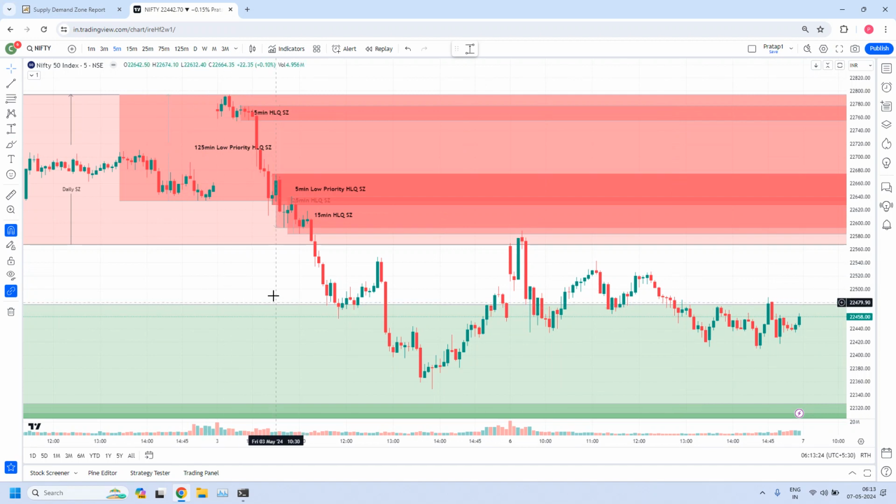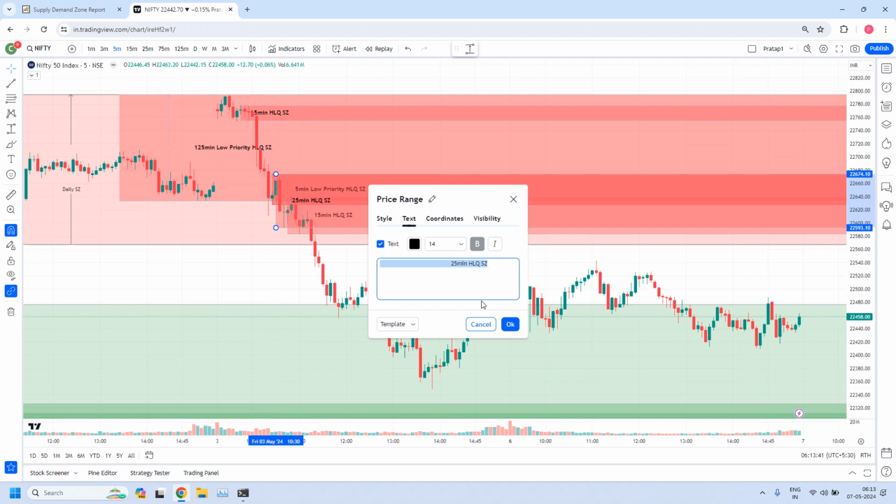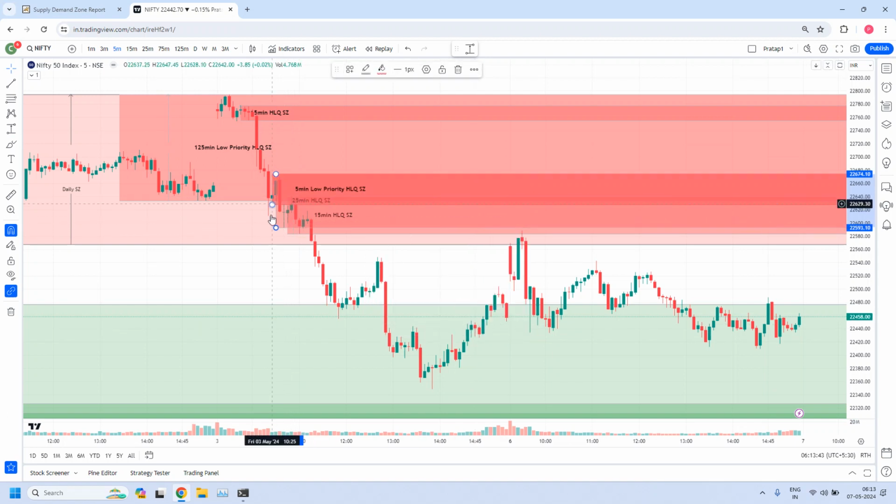Even before that, we have seen yesterday we got an entry from this 15 minutes high liquidity supply zone. See, this 15 minutes high liquidity supply zone is having confluence with the 25 minutes high liquidity supply zone. This 25 minutes high liquidity supply zone again has confluence with the 125 minutes low priority high liquidity supply zone, and that is again having confluence with the daily supply zone.